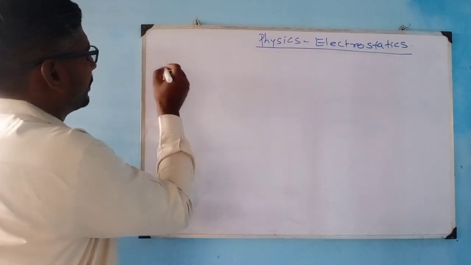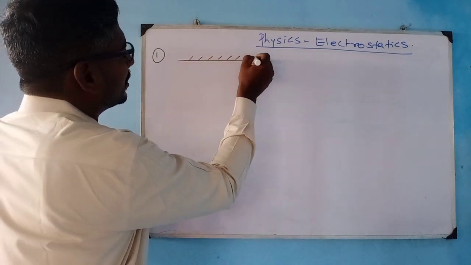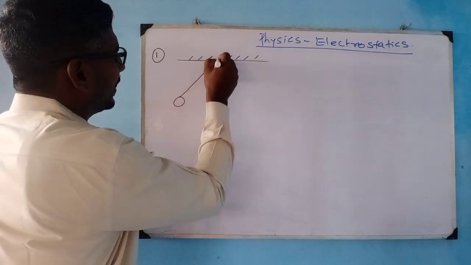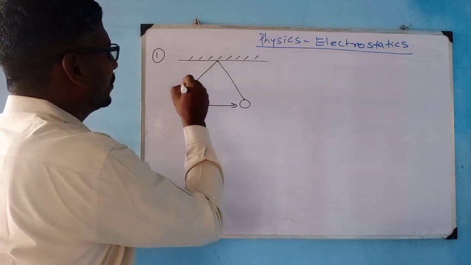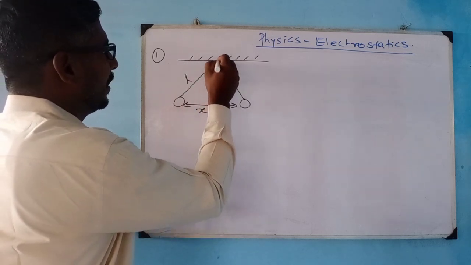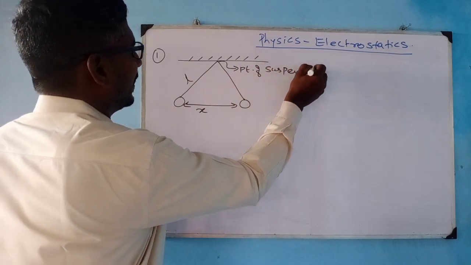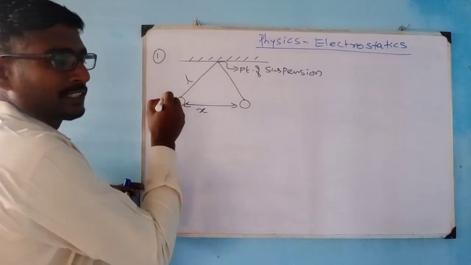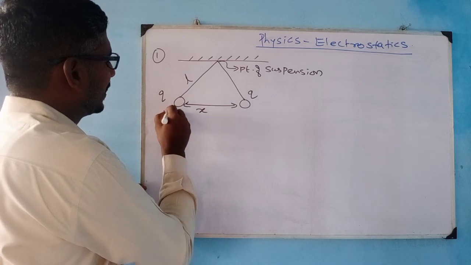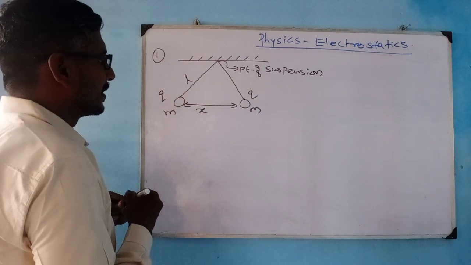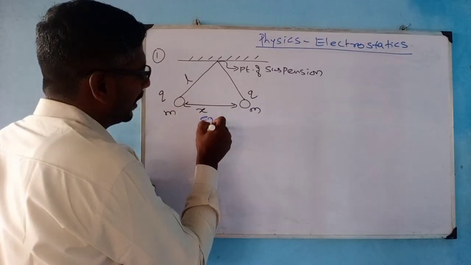The problem is that I am considering two small charged spheres separated by a distance x, and they are hanging through a silk thread of length L from the point of suspension. The charge on each sphere is Q, and the mass of each charged sphere is M. The given condition is that the two spheres are separated by distance x and they are in equilibrium.